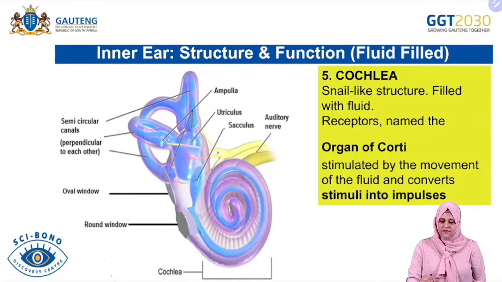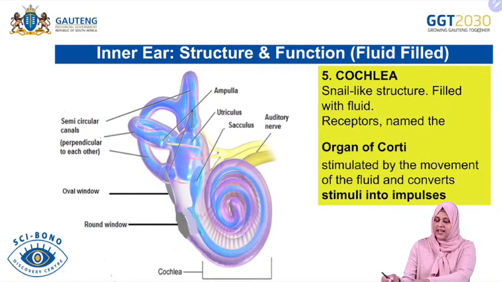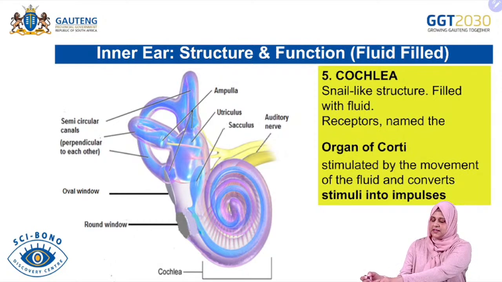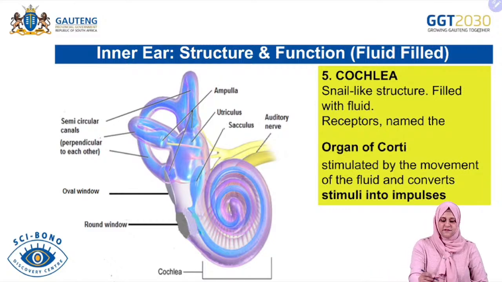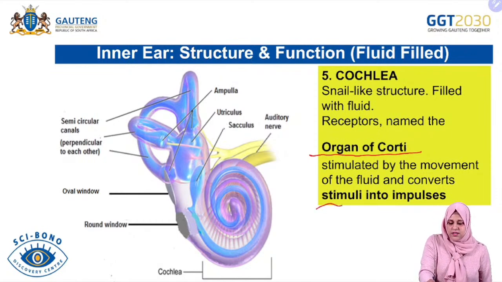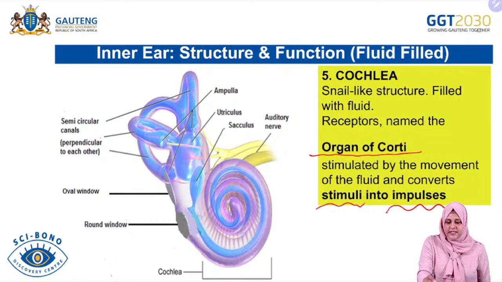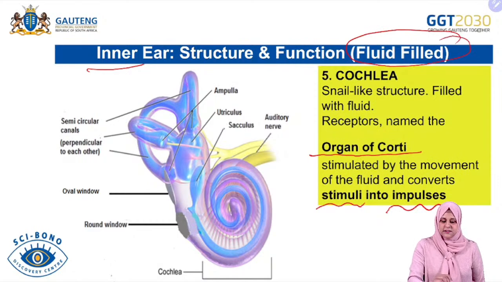Right, now we have this structure here called the cochlea. The cochlea looks like a snail. The cochlea actually means snail in Latin. It's a Latin word for snail. So it's a snail-like structure filled with fluid, and it has an important receptor called the organ of Corti. The organ of Corti is stimulated by movement of fluid, and that converts stimuli into impulses, right? So these are important words for you to know, when it is a stimulus, when it is an impulse, and this is the inner ear, and it is fluid filled.